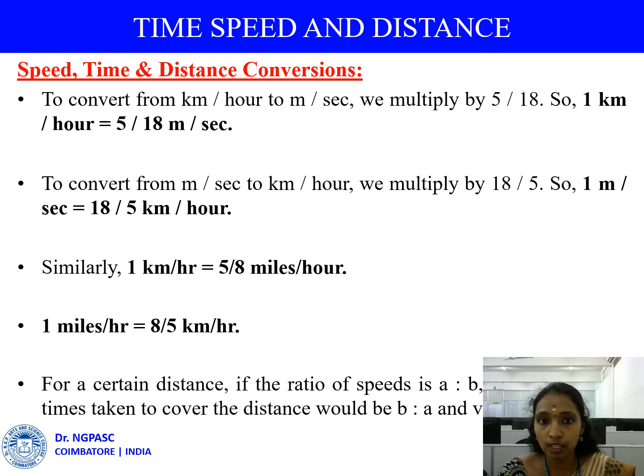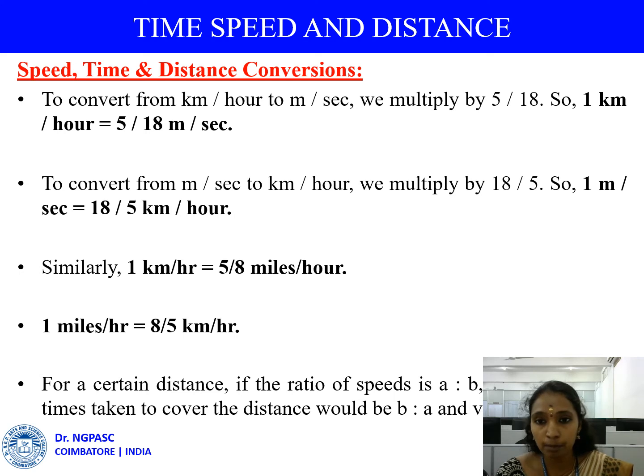For example, to convert from kilometers per hour to meters per second, we need to multiply the value by 5 by 18. For example, 18 kilometers per hour is the value. To convert 18 kilometers per hour to meters per second, we multiply 18 into 5 by 18. So 18 gets cancelled.